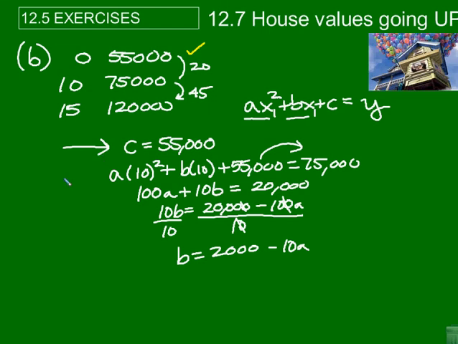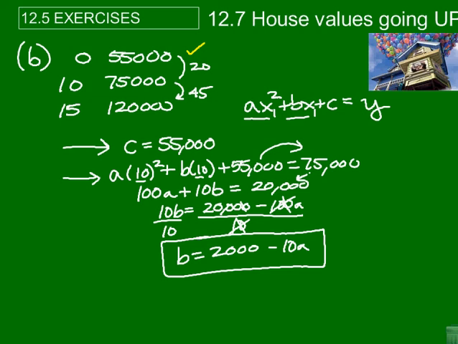So here we go. We're going to plug in 10 in for the x and into my ax squared plus bx plus c equals y function. Subtract off the 55,000, gives me 20,000, leaves me with 100a plus 10b equals 20,000. Subtract the 100a and then divide by 10, leaves me with an equation of b equaling 2,000 minus 10a.